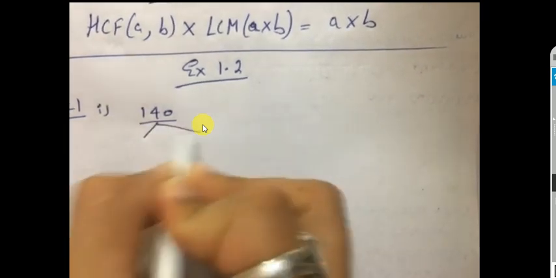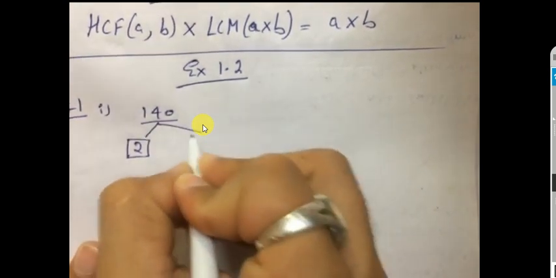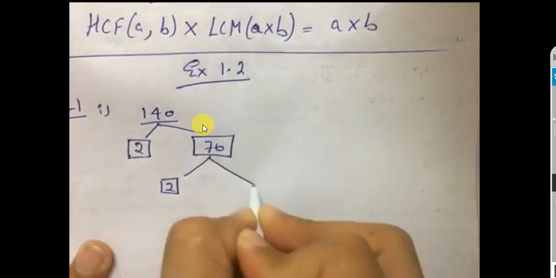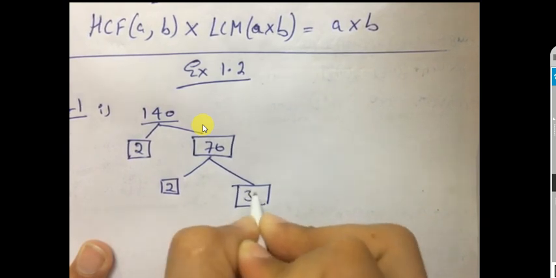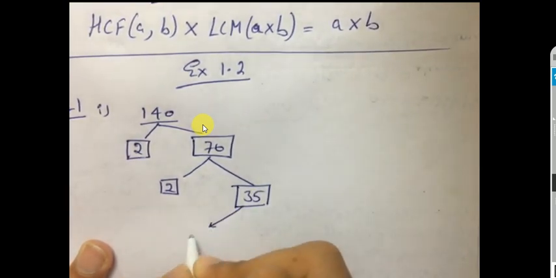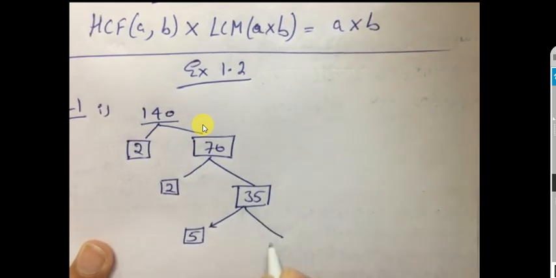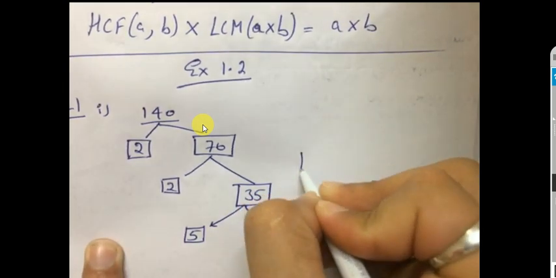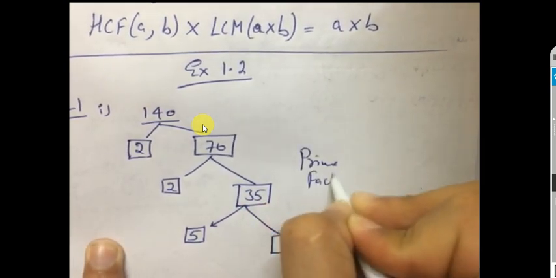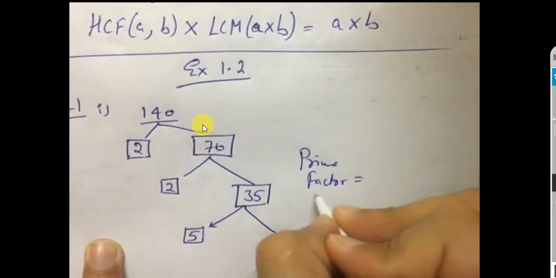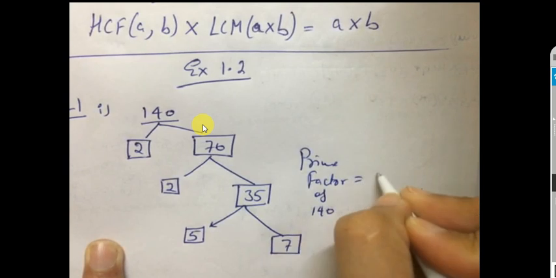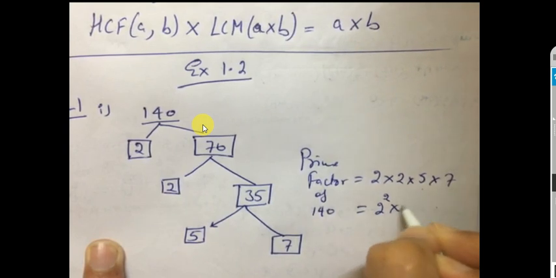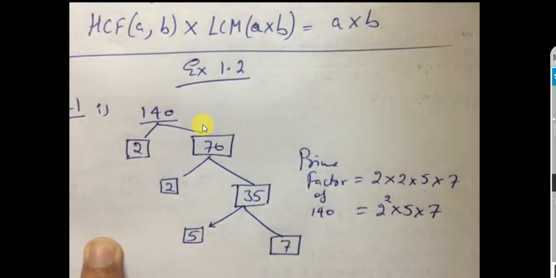First, it can be easily divided by 2. 2 will be one factor and the remaining part will be 70. 70 can further be divided by 2. The remaining part will be 35. This 35 can be divided by 5. The remaining part will be 7. And 7 is a prime number, therefore the prime factors of 140 will be 2 into 2 into 5 into 7. This can also be written as 2 raised to power 2 into 5 into 7. And this will be your answer.